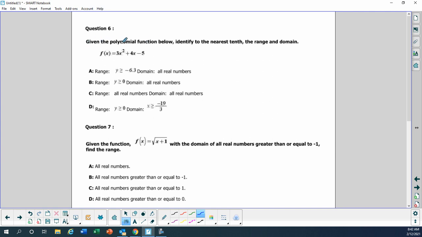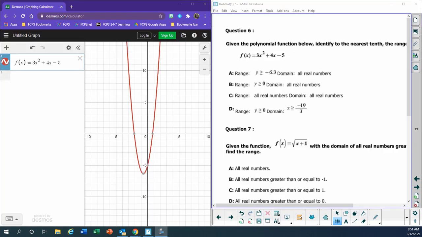All right, number 6, given the polynomial function below, identify to the nearest tenth the range and the domain of this function. Again, you're going to go to Desmos and plot it. Okay. All right, so I just graphed this, and as you can see, it's going upward, but it has limitation for the range. The domain keeps going. If you go to the right, you see there's always a graph that matches it. If you go to the left, you see there's always a graph that matches it, right? It's just at a slower pace.